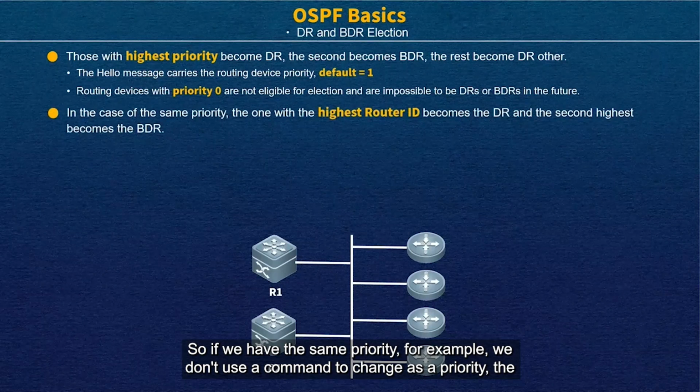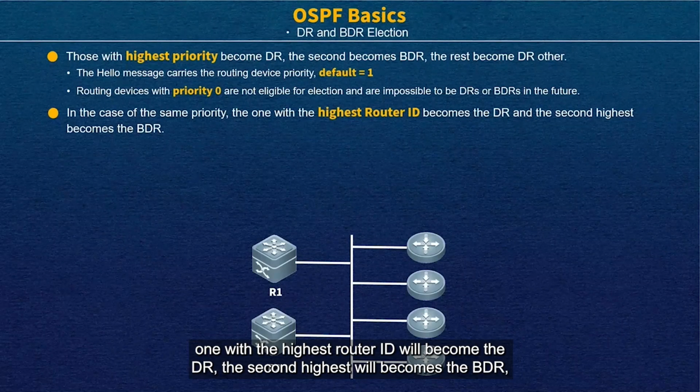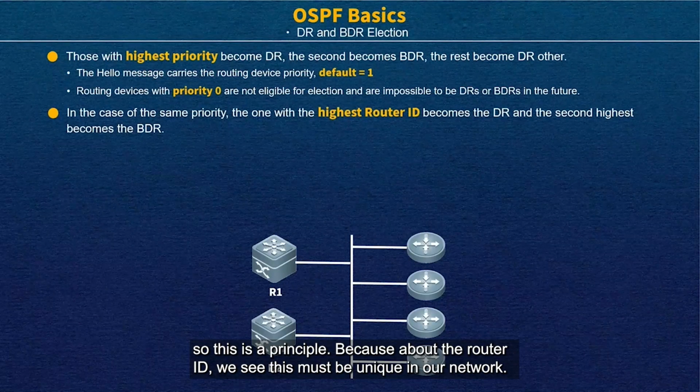So if we have the same priority, for example, we don't use a command to change the priority. The one with the highest router ID will become the DR. The second highest will become the BDR. So this is a principle, because about the router ID, we say this must be unique in our network.